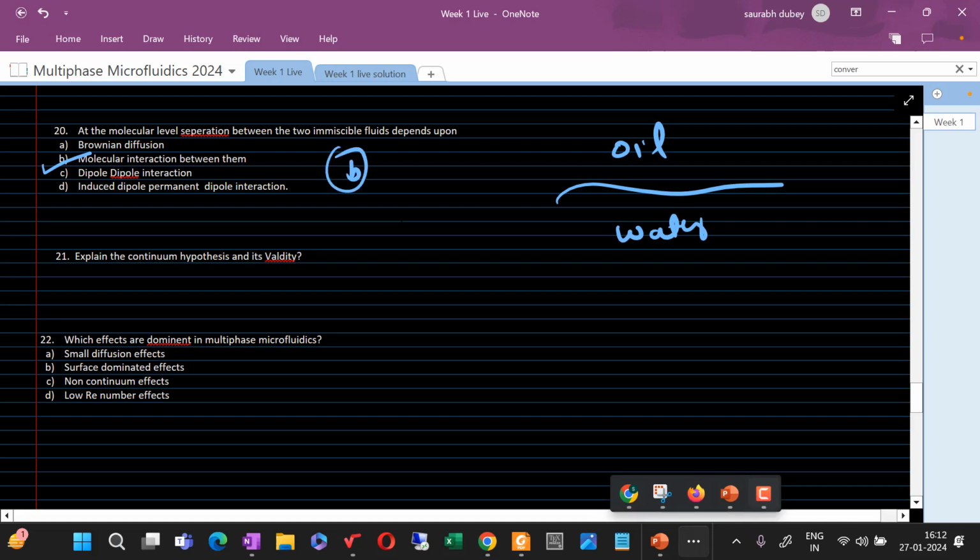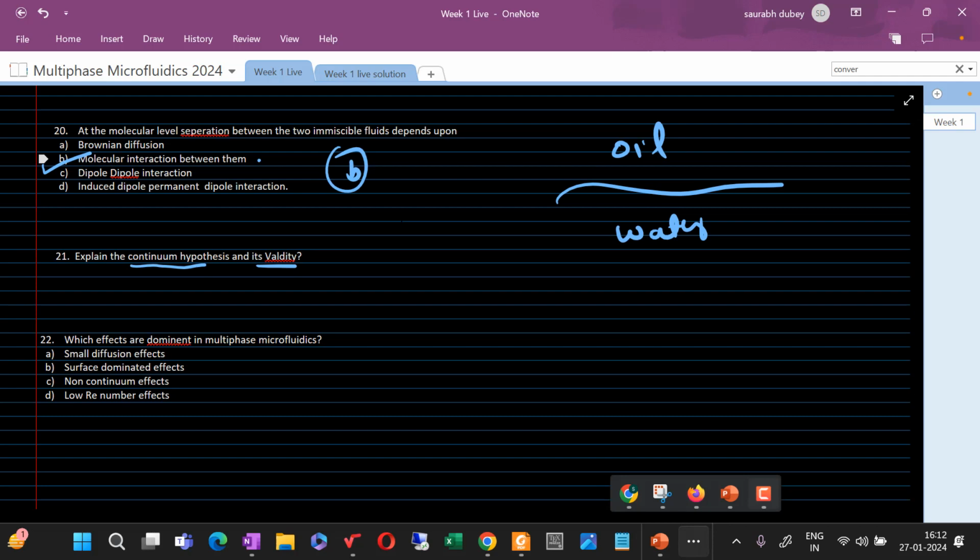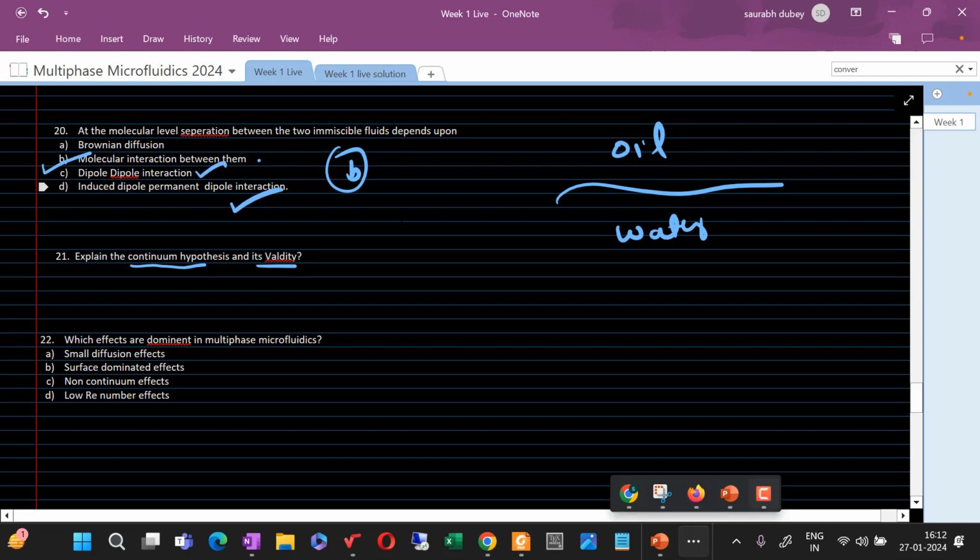This one sir has explained, it's for the revision, like the continuum hypothesis. In this question, there's no involvement of dipole interaction or any. If this is correct, then these two will also be correct because these are nothing but molecular interaction. So B, C, D will be correct. You are right.